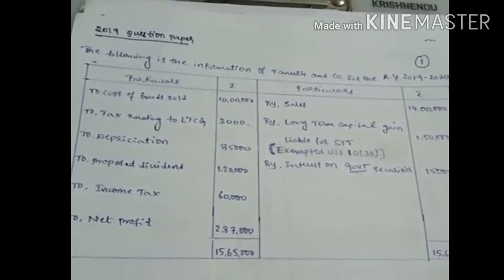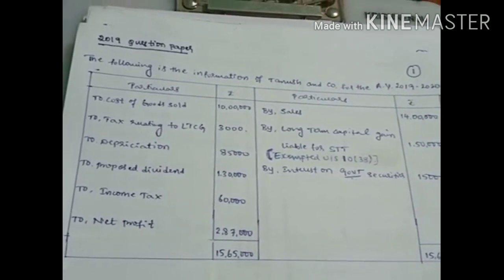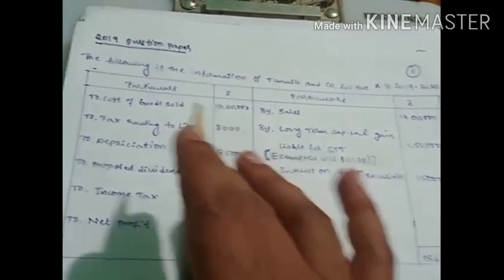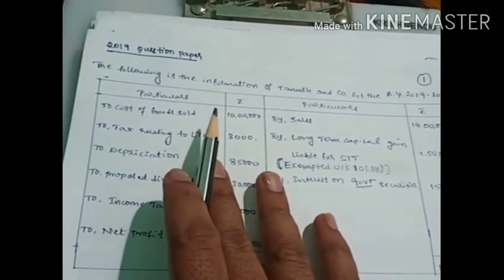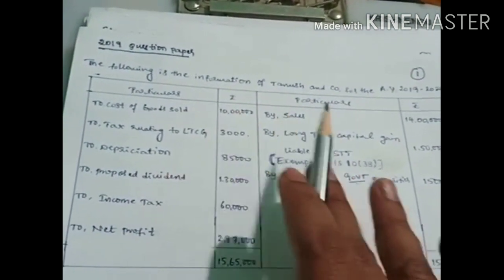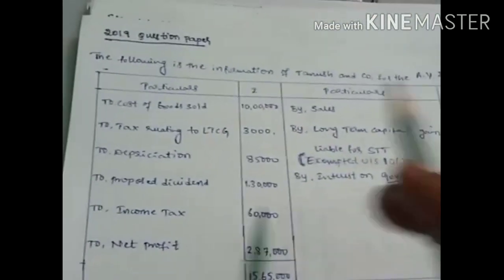Hello viewers, in this session we're going to start with one of the important problems under assessment of company. This is a question asked in the 2019 question paper. It is very important, and we can expect a similar kind of problem in your exam also. So let's listen carefully. Okay, let's start with the problem.